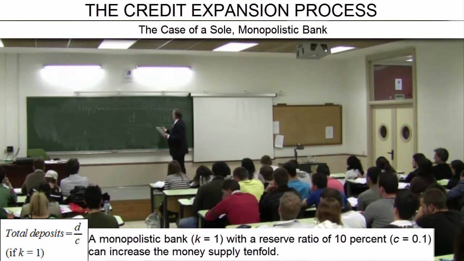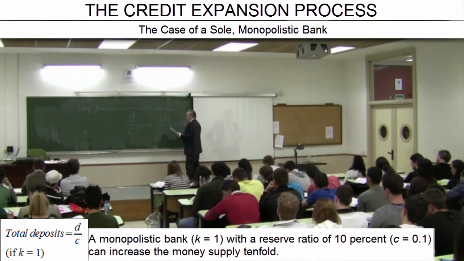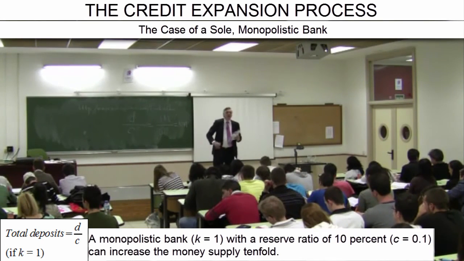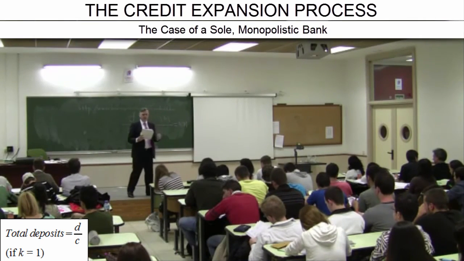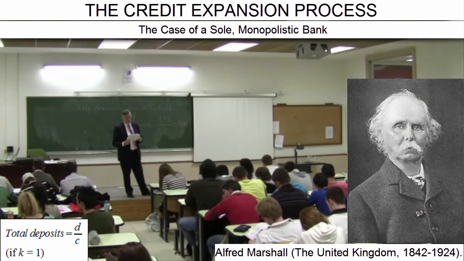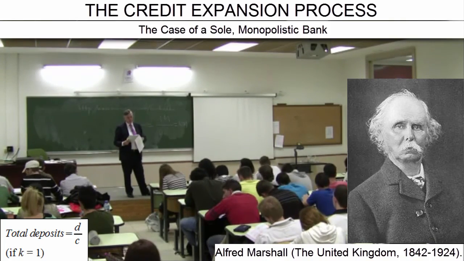Deposits divided by the reserve ratio. In our example, 1 million euros or monetary units divided by 0.1, which equals 10 million. And this is the most simplified version of the bank multiplier formula, which Alfred Marshall, an English economist, had already intuited back in 1887.